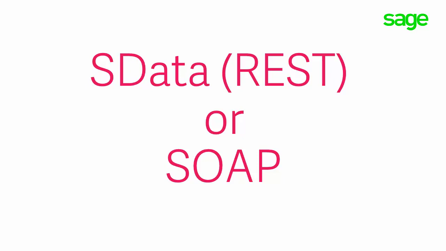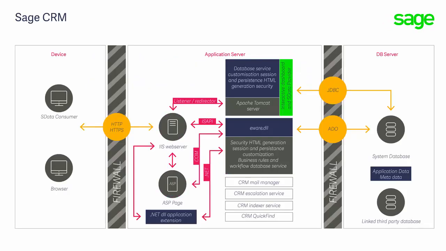SData is a Sage standard that is used across many of Sage's products. It's a form of web service based on RESTful principles. REST stands for Representational State Transfer, and SData is going to be expanded on in another lesson. SOAP web services are the classic interfaces that adhere to the SOAP protocol specifications.